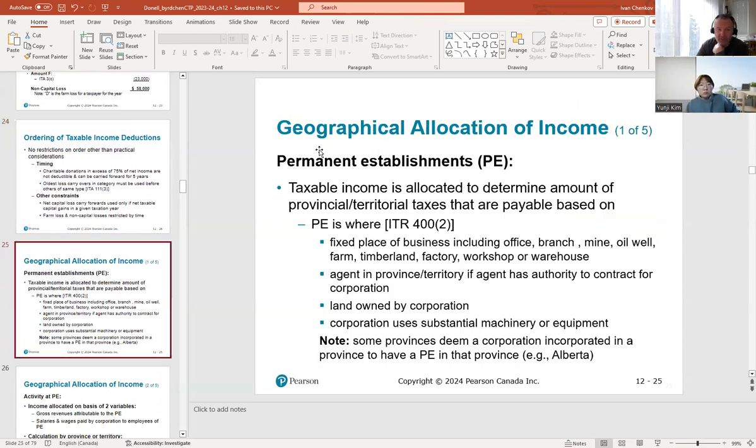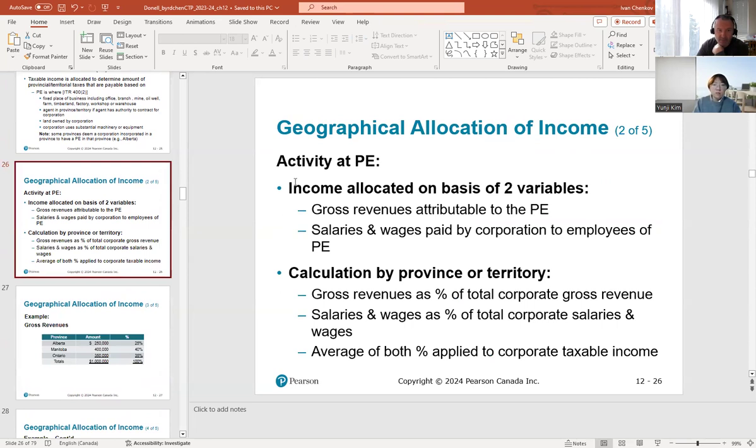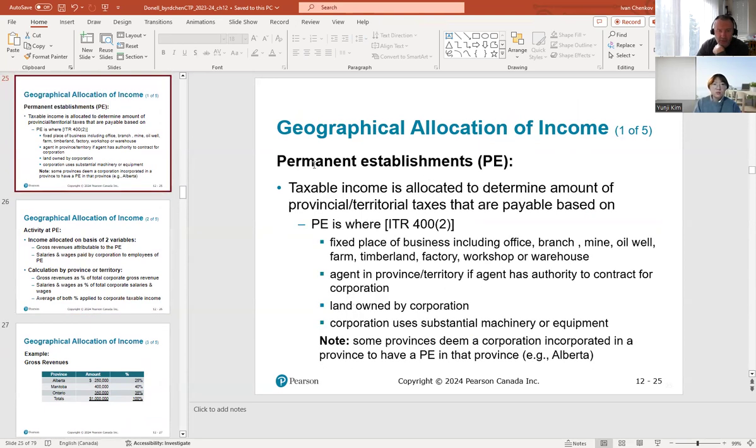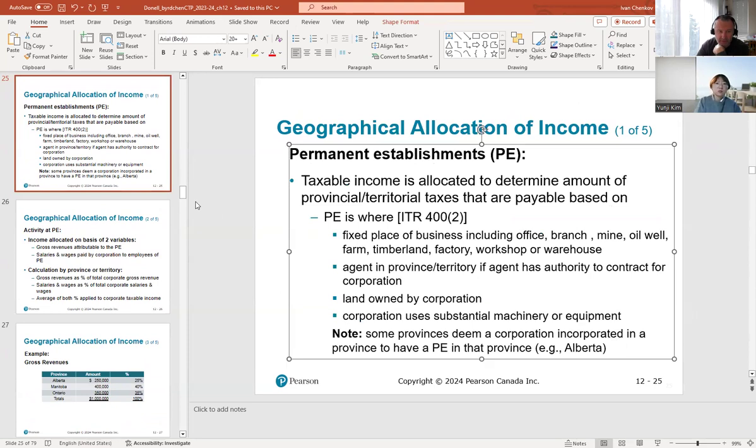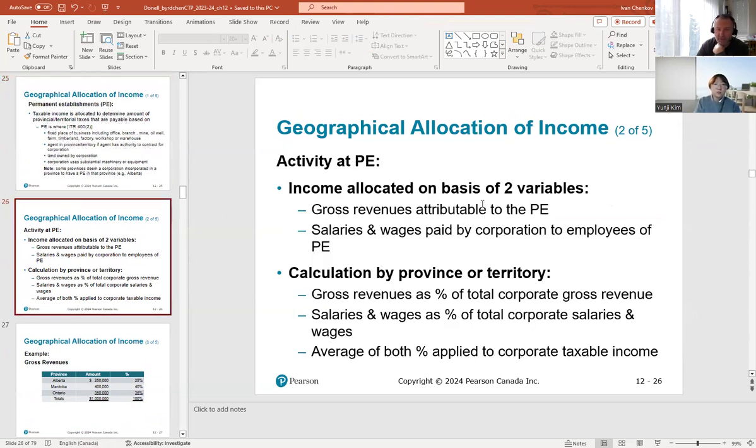This one is interesting. Geographical allocation of income. When you have a permanent establishment, the taxable income is allocated to determine the amount of provincial territorial taxes which is payable. Here we're going to have activity income allocated on 2 variables: gross revenue attributable to the permanent establishment, and salary and wages paid by the corporation to employees of the permanent establishment.